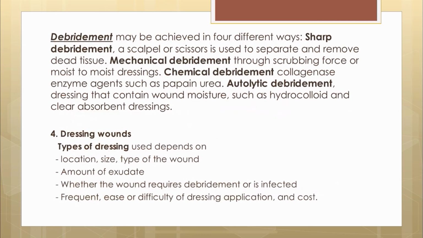Debridement may be achieved in four different ways. Sharp debridement: a scalpel or scissors is used to separate and remove dead tissues. Mechanical debridement: through scrubbing force or moist-to-moist dressings. Chemical debridement: collagenase enzymes, agents such as papain, urea. Autolytic debridement: dressings that contain wound moisture such as hydrocolloid and clear absorbent dressings.